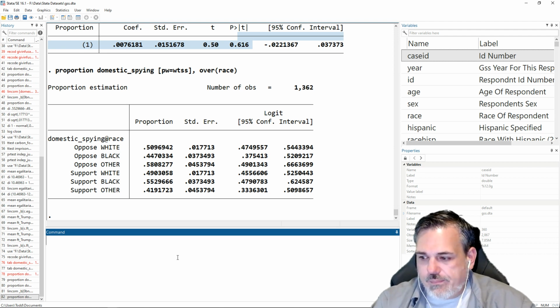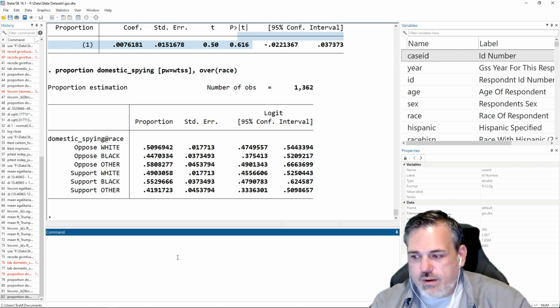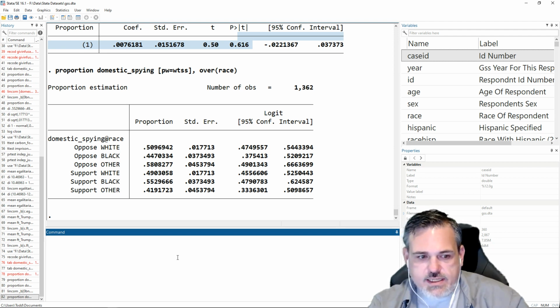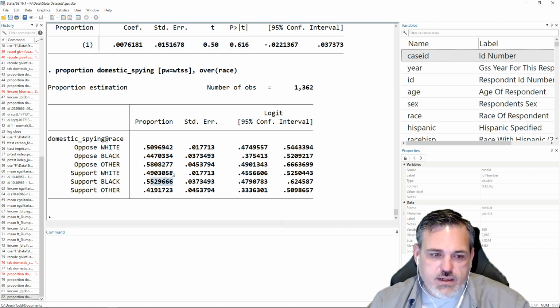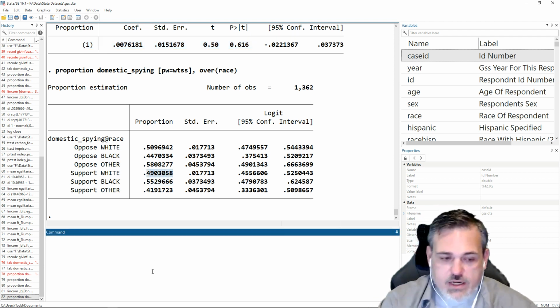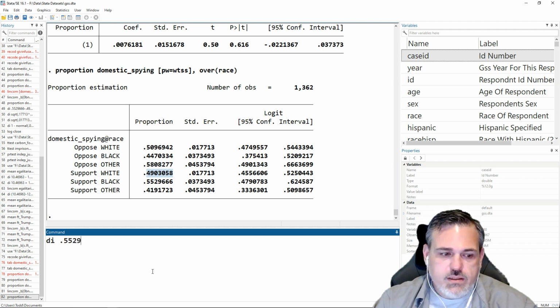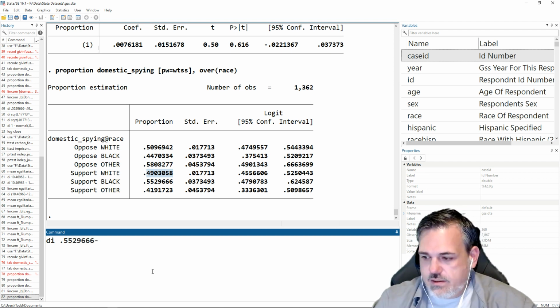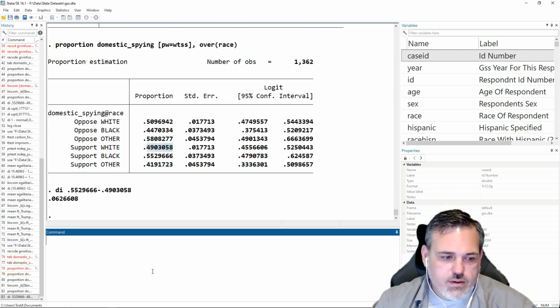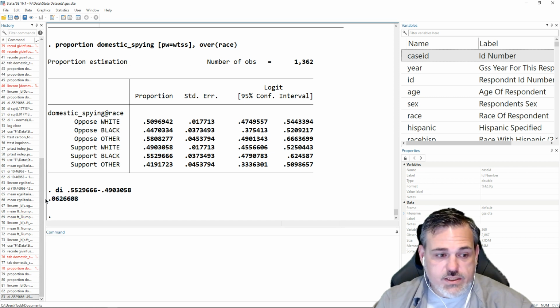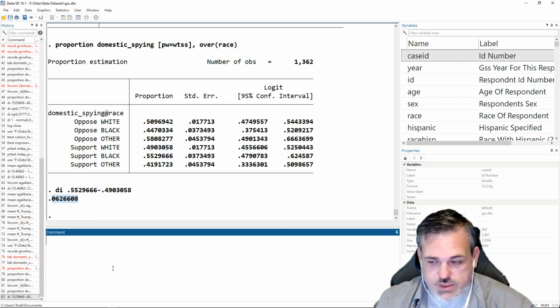So we're actually going to assess whether the support for black and support for white are statistically different. So 0.5529 and 0.4900. The first thing we're going to do is see what the difference between those is. So we're going to come back to our display command. So 0.5529 minus the other, and we get this number right here. So this is what we're actually going to use in our test.